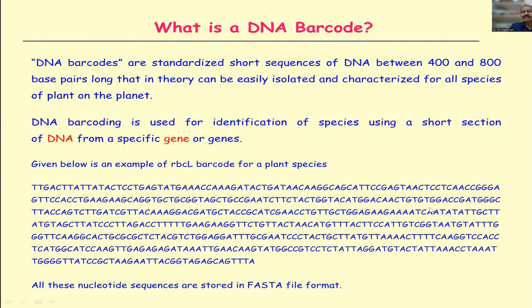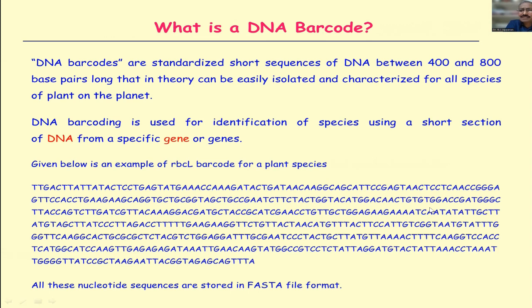Let us see what a DNA barcode is. You know, all genetic material is made up of DNA. DNA has a double-stranded, helical nature, and each DNA strand is composed of several nucleotide sequences. Out of so many nucleotides, there are certain genes common to all species, whether plants, animals, or anywhere. In almost all species, some common genes are there.